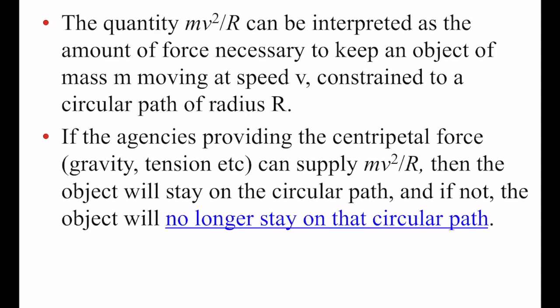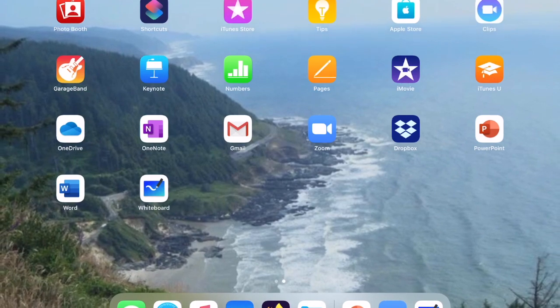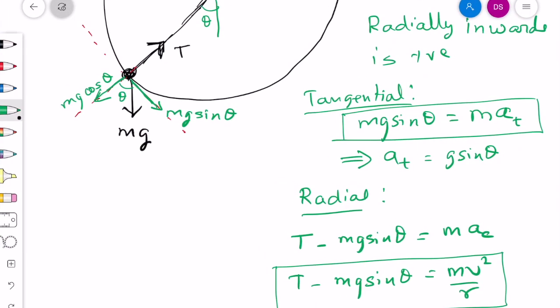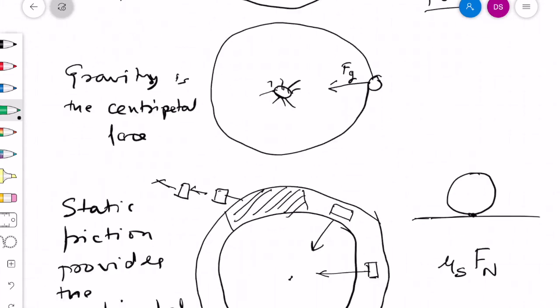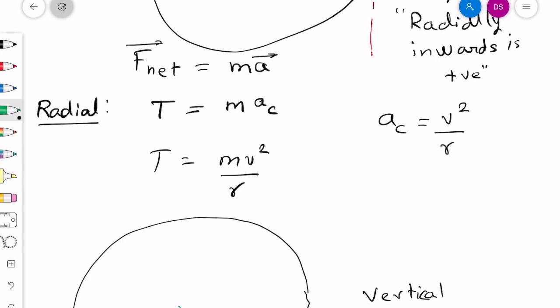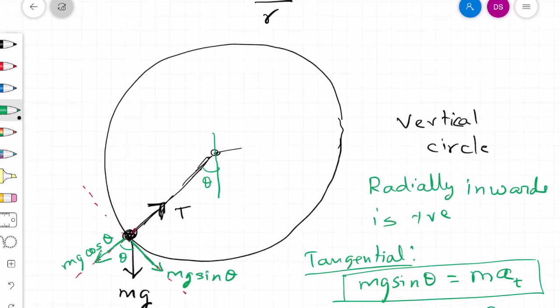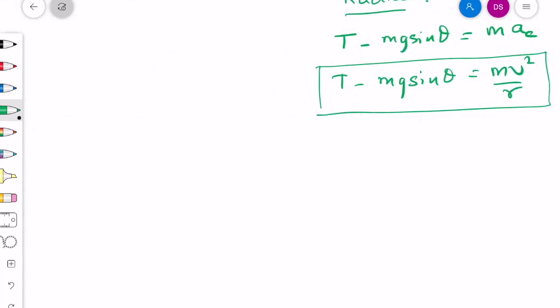All right, now the quantity mv squared over r can be interpreted as the amount of force necessary to keep an object of mass m moving at a speed v constrained to a circular path of radius r. So let me just clarify that. We are getting this mv squared over r on the right hand side of our radial equations. We also got that over here when we looked at the tension force, when the tension force was providing the role of the centripetal force. So we have some forces on the left side, and that's equal to mv squared over r when you write down Newton's second law in the radial direction.